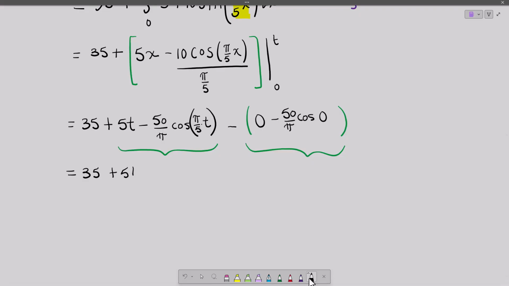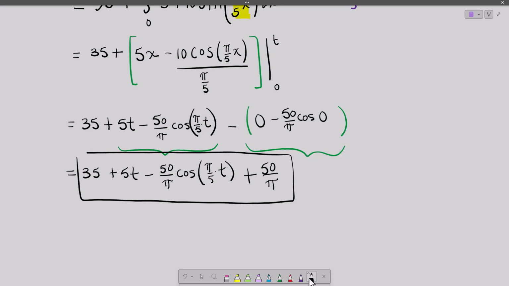35 plus 5t minus 50 over pi cosine pi over 5 multiplied by t. And let's see, this becomes a plus, plus how much? Plus 50 over pi, because cosine of 0 is once again 1. So 1 times 50 over pi is 50 over pi. We could collect these constants and put them next to each other, but they're not like terms. We can't add them together because they have different denominators, so let's just leave them alone. And that will be our population at time t.